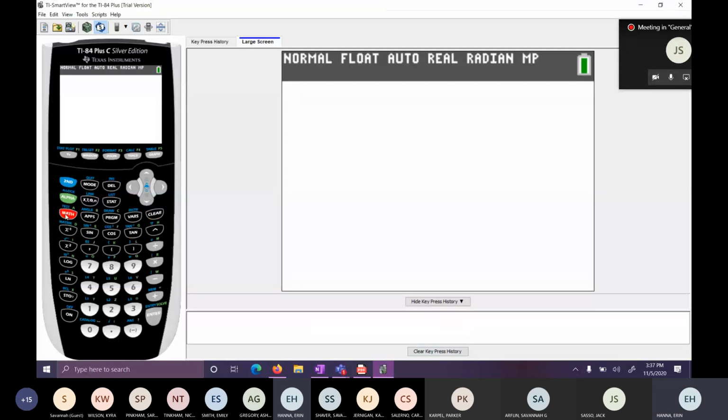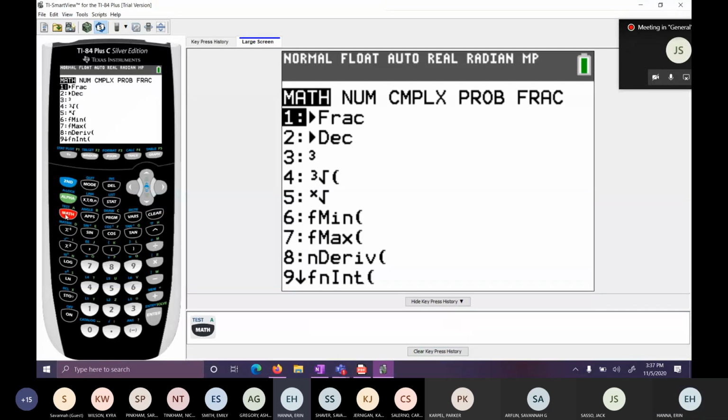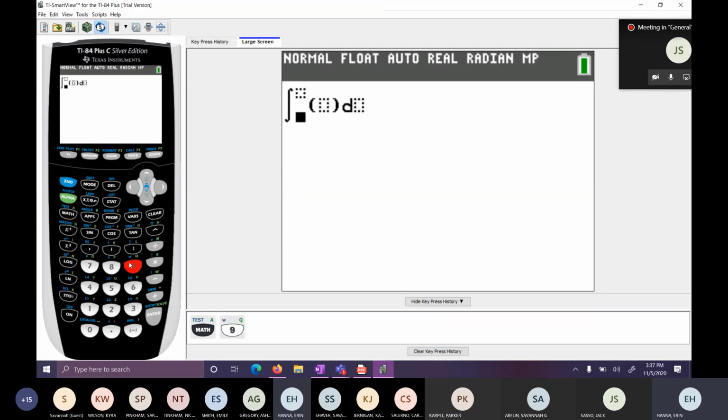You're going to hit the math button. You can either scroll down or just hit the number 9 to get that fnInt option. Notice that my key presses are at the bottom if you missed something that I pressed. Now, if you have a newer calculator, it's going to be super nice because it just lays it out for you. If you have an older calculator, I'll show you how to do it in a second. It's super gross and terrible and everyone hates it. Does anyone have an older calculator in here? Raise your hand. You do? Okay, one second. It's gross, but I'll tell you in a second.